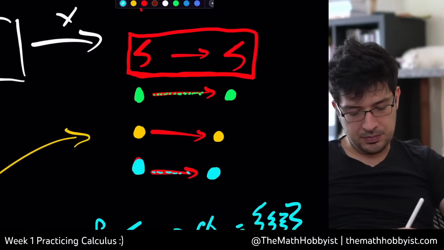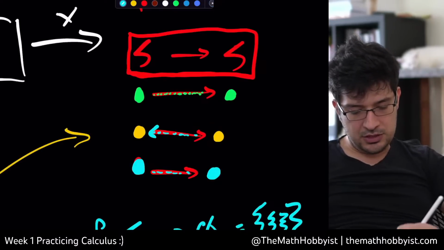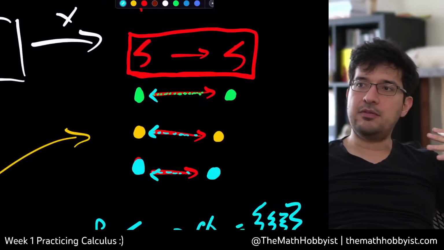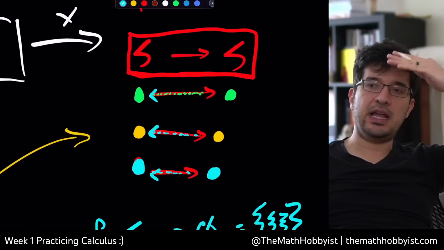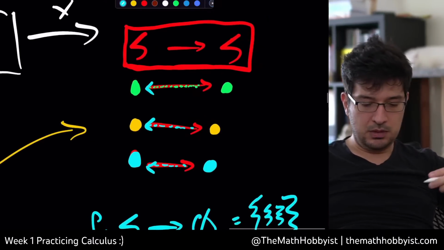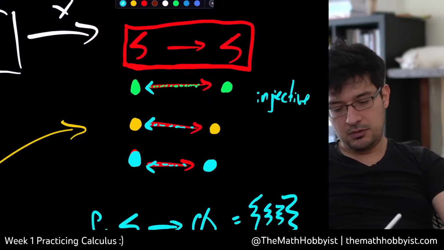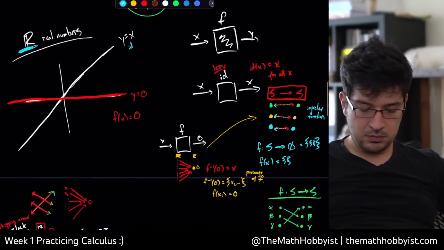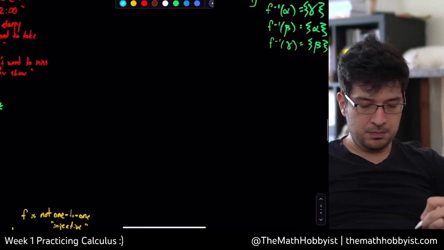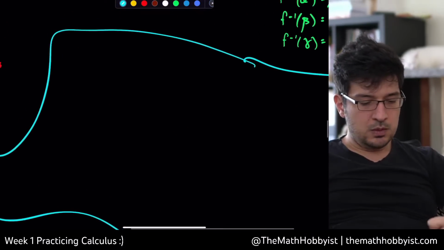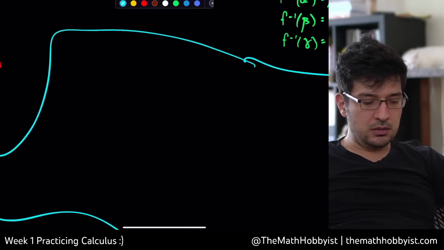I apologize. So these are like double-sided arrows. Every input has one output. Every output has one input. Is an injective function. Let's come down here. So that's one. We're talking about the zoo of functions.